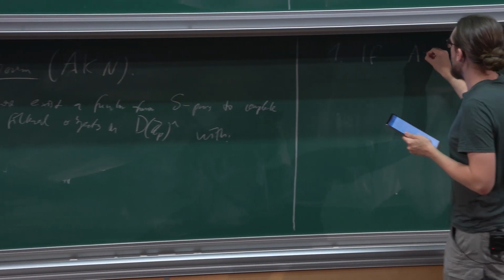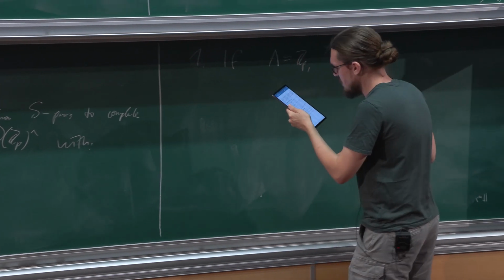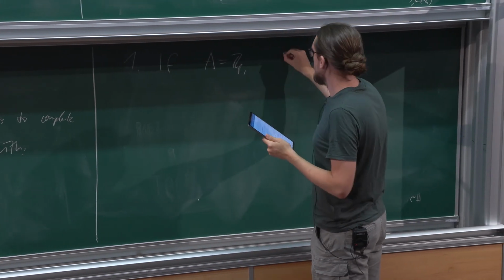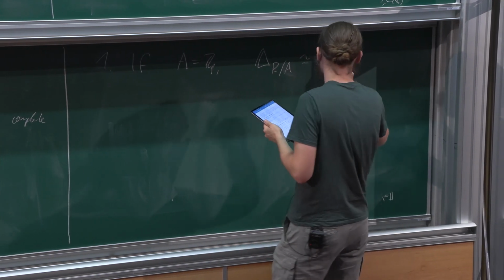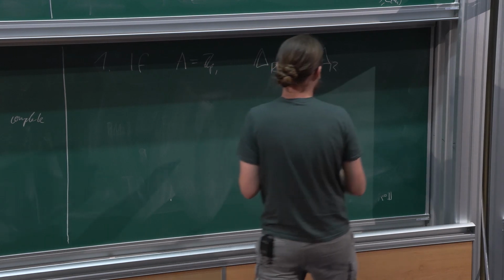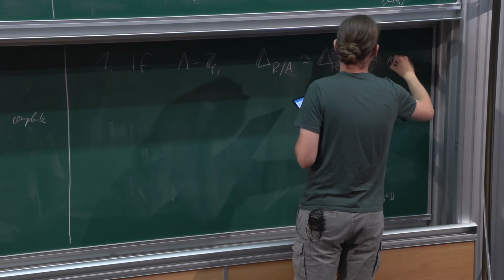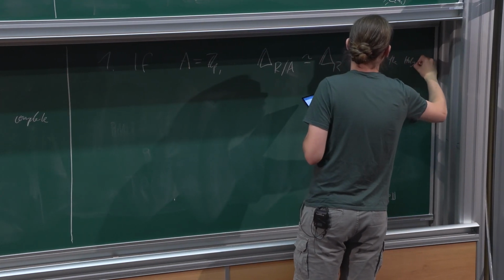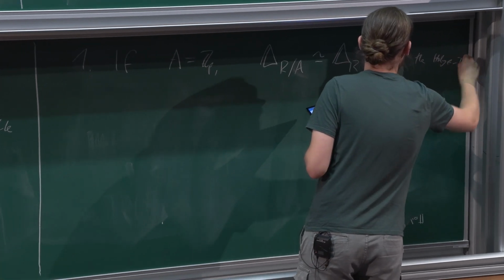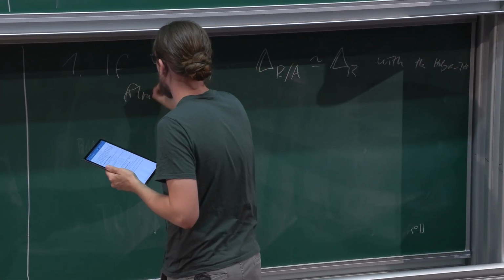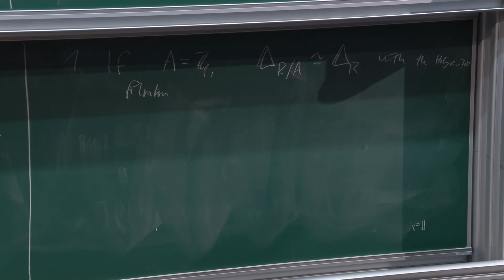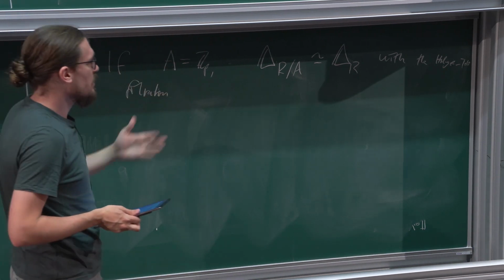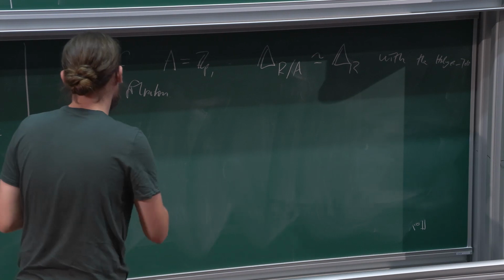If A is Z_p, then it agrees with absolute prismatic cohomology with the Hodge–Tate filtration. Absolute prismatic cohomology always comes with a complete filtration, and that's somehow built into this theory. And in the absolute case, it's the same filtration.